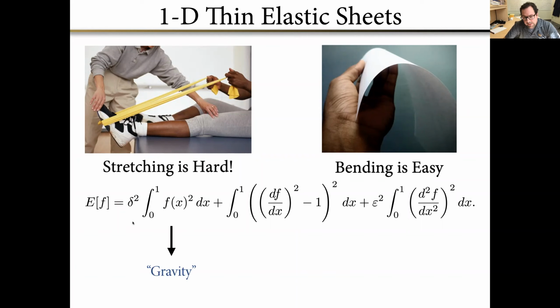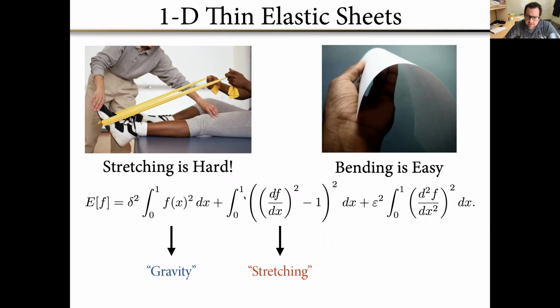So this first term is a proxy for gravitational forces. So f is a model for the height of the sheet. So this is just penalizing the sheet from leaving the horizontal, and that's it. And I know it's a little bit weird. I'm taking the square of the function. I just do that to make the problem easier.